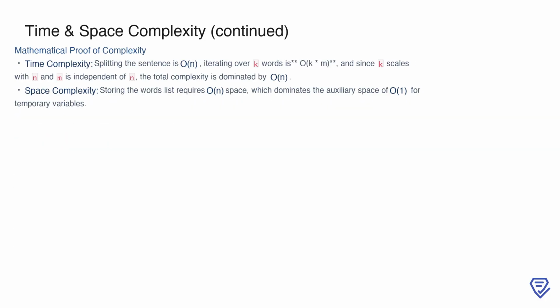To mathematically summarize the complexity, the time complexity involves two main components. First, splitting the sentence takes O(n) time. Second, iterating over k words, where each word requires O(m) for the prefix check, contributes O(k*m). Since k scales with n and m is independent of n, the total complexity is dominated by O(n). For space complexity, the primary space usage comes from storing the list of words, which is O(n), while the auxiliary space for temporary variables is O(1). Combining these, the overall space complexity is dominated by O(n).